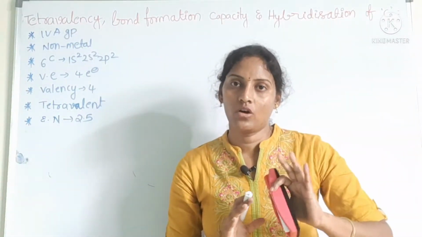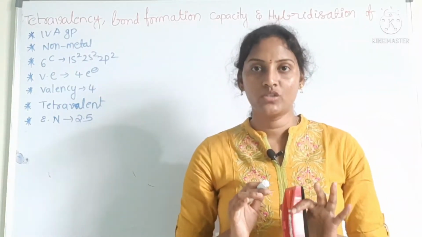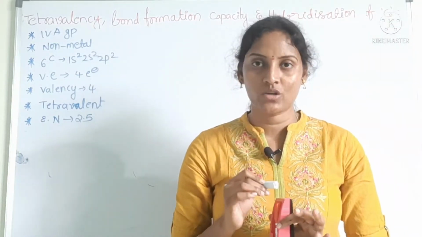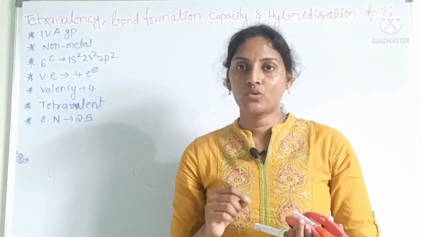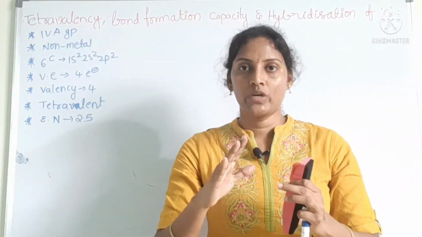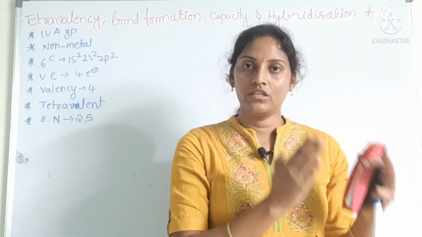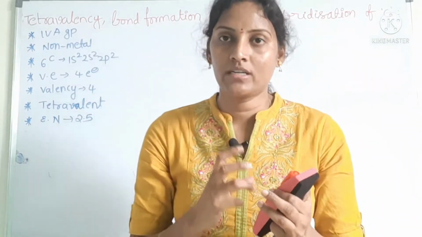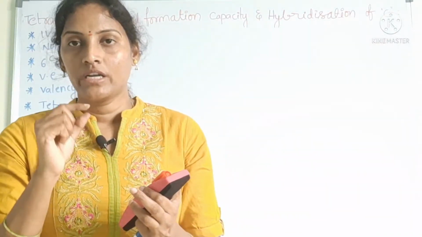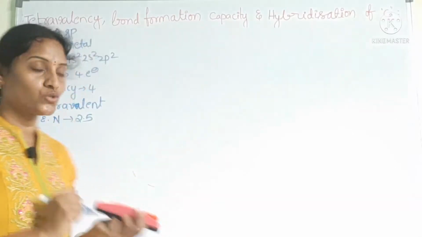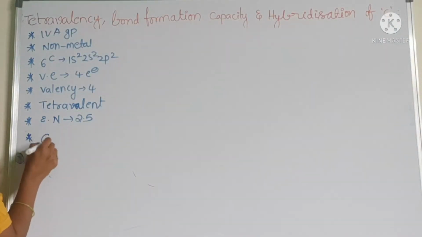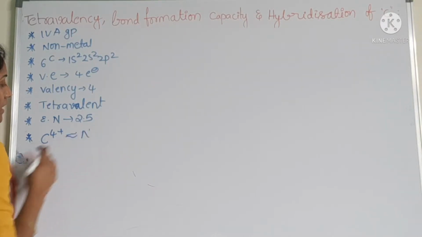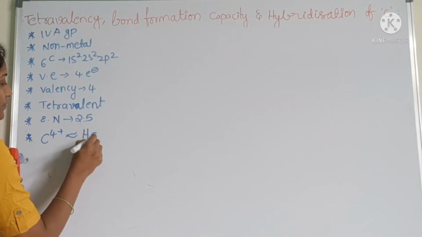In general, all elements want to acquire noble gas configuration. In the same way, carbon also wants to get noble gas configuration in its outermost shell. See here, carbon lies between helium and neon. These two are the noble gases. If carbon wants to get helium's configuration, it needs to lose 4 electrons, and then it will become C4 plus ion.